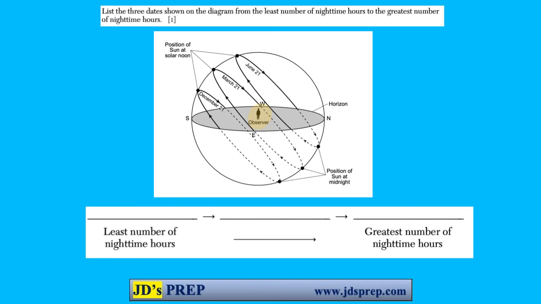And lastly, we're asked to list the 3 dates shown in the diagram from the least number of nighttime hours to the greatest number of nighttime hours. You can look at the dotted lines here to see those nighttime hours, but hopefully you also have a sense of this, being in the northern hemisphere. The least number of nighttime hours will definitely be June 21st. The most will be December 21st. And in the middle we have March 21st.